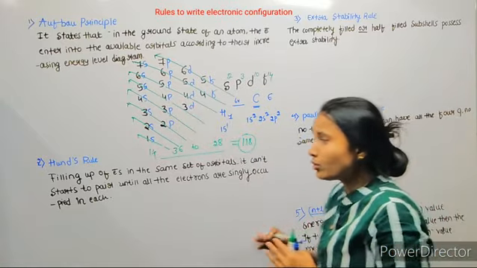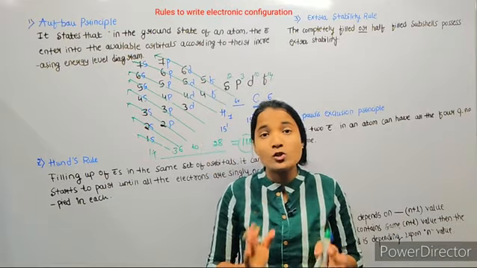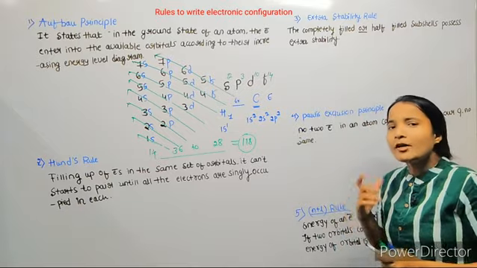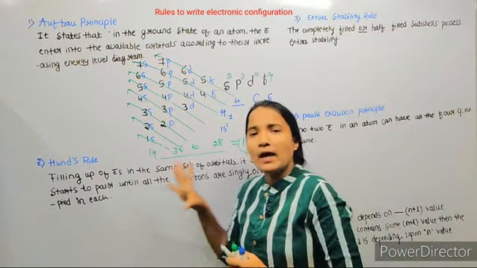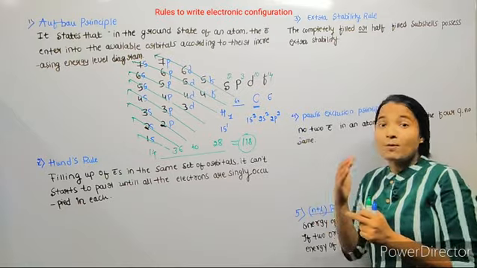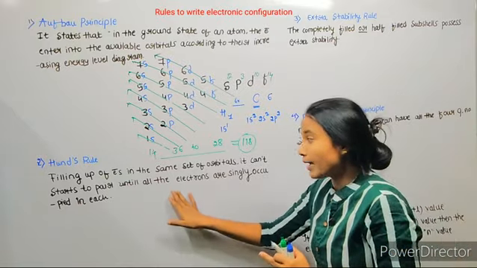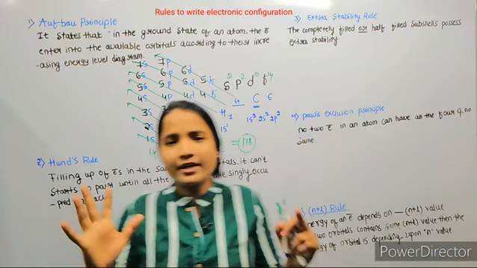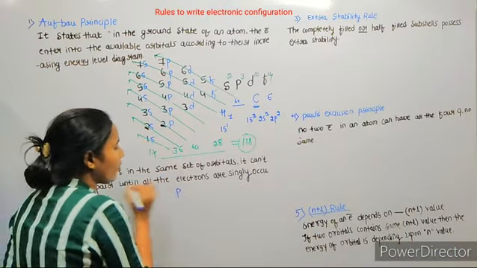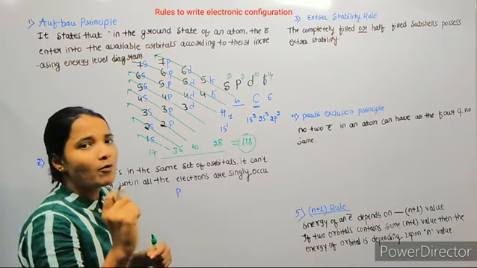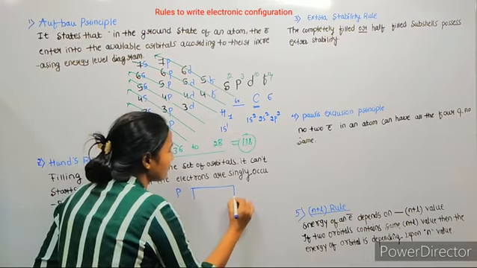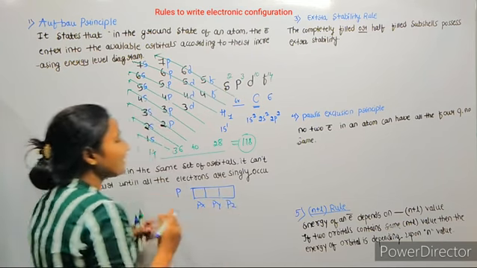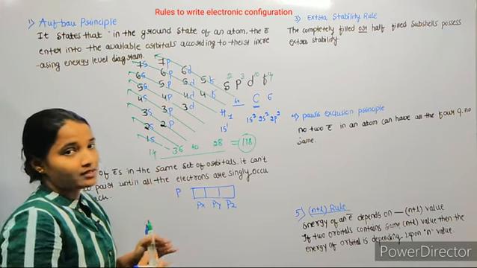Now let's move to the second one, that is Hund's rule of maximum multiplicity, or Hund's rule. The statement of Hund's rule is: the filling of electrons in the same set of orbitals cannot start to pair until all the orbitals are singly occupied. Dear students, I am considering the p orbital. Same set of orbitals means p, containing 3 types of orientation: px, py, pz.